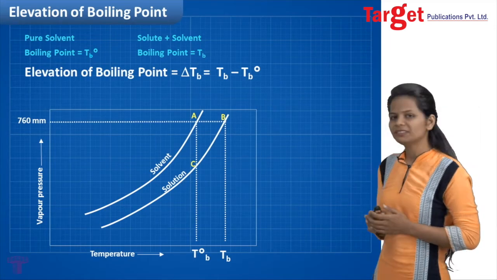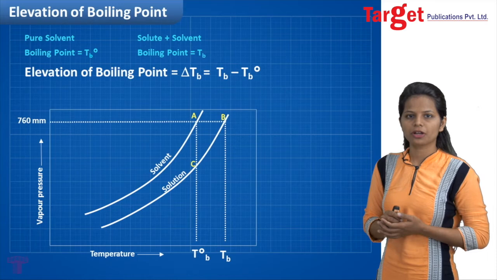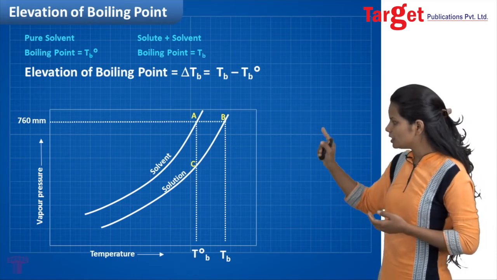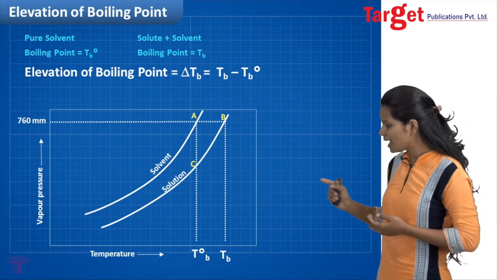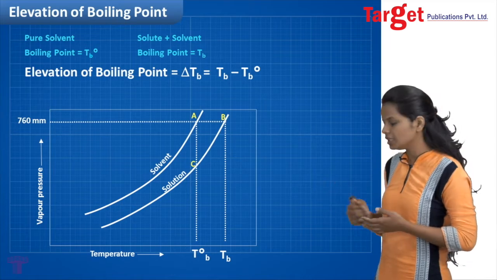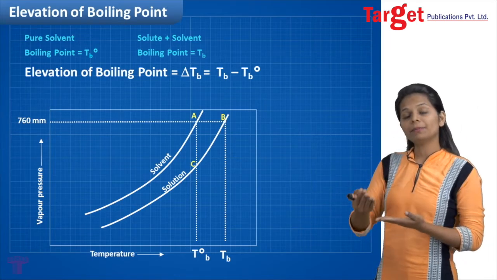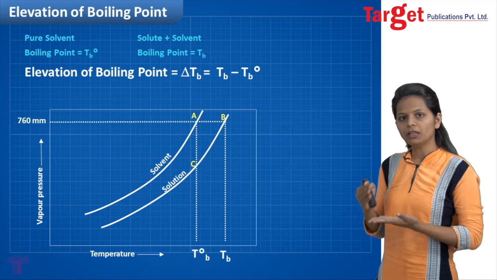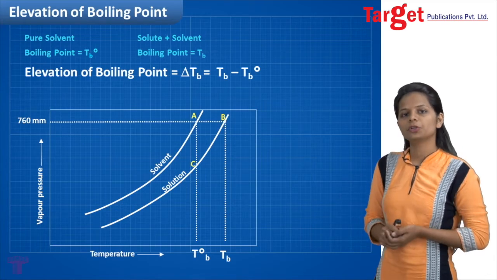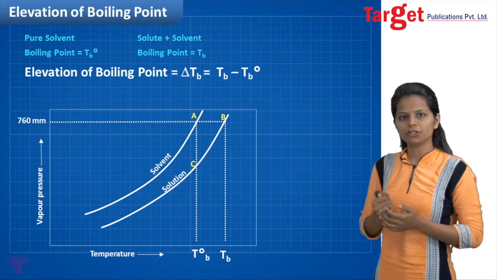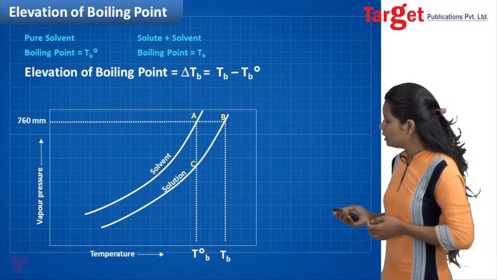Now, what happens when you add some solute and make a solution out of it? You can see for the solution curve, the temperature has to be raised and that is equal to Tb, and at temperature Tb, which is greater than T naught B, the vapor pressure of liquid is going to be equal to 760 millimeter, which is 1 atmospheric pressure.